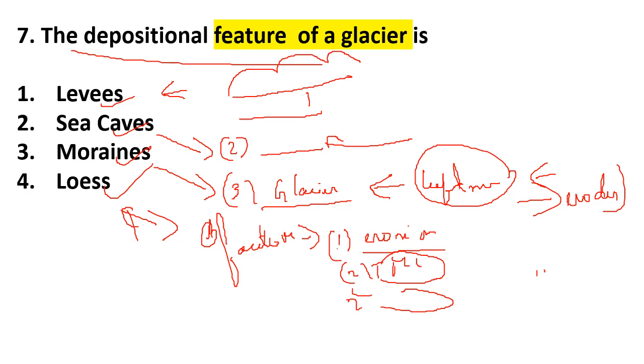Okay, so what will be the right answer? The depositional features of glaciers. From among this explanation we found option 3 takes place in the glaciers. So the right answer will be moraines.